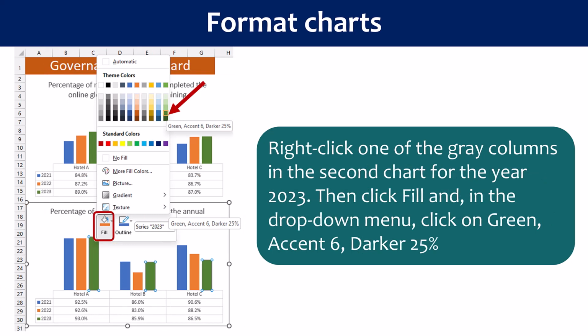Right-click one of the gray columns in the second chart for the year 2023. Then click Fill, and in the drop-down menu, click on Green Accent 6, Darker 25%. Mac users, remember that Fill is not an option on the right-click menu. Instead, right-click one of the gray columns for the year 2023, then click Format Data Series. In the Format Data Series pane, click on the Fill and Line icon on the top left. Under the Fill options, click the Color drop-down menu and click Green Accent 6, Darker 25%.